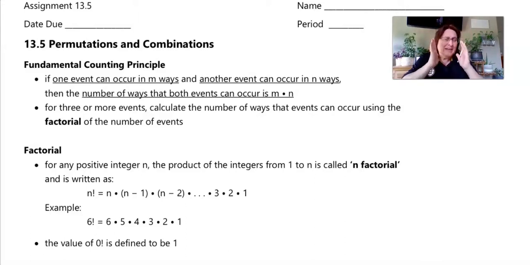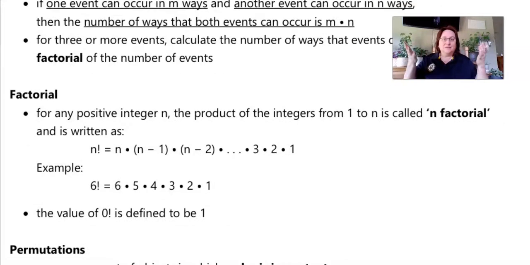Now, if you have 3 or more events, we're going to calculate the number of ways that events can occur using a factorial. And I'm going to show you guys what that is. Okay, let's go take a look. So what is a factorial? Hey guys, a factorial is just this, okay?